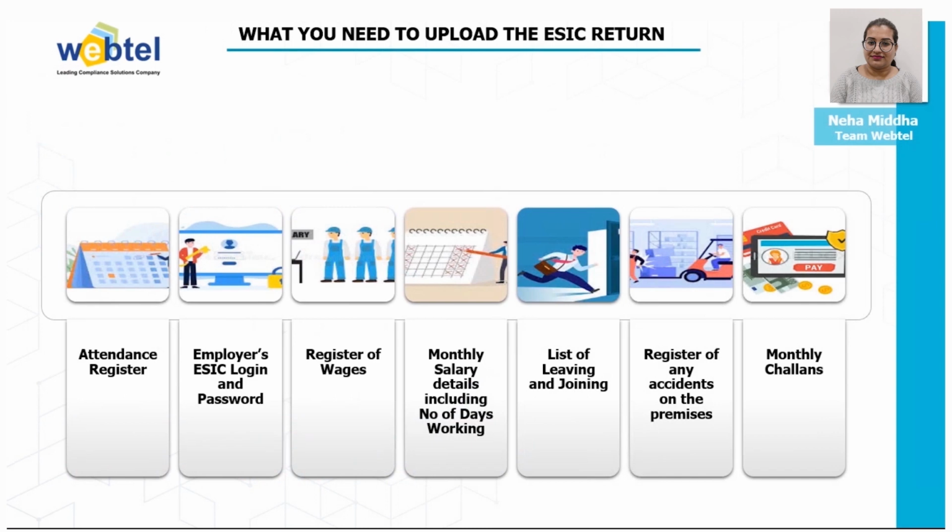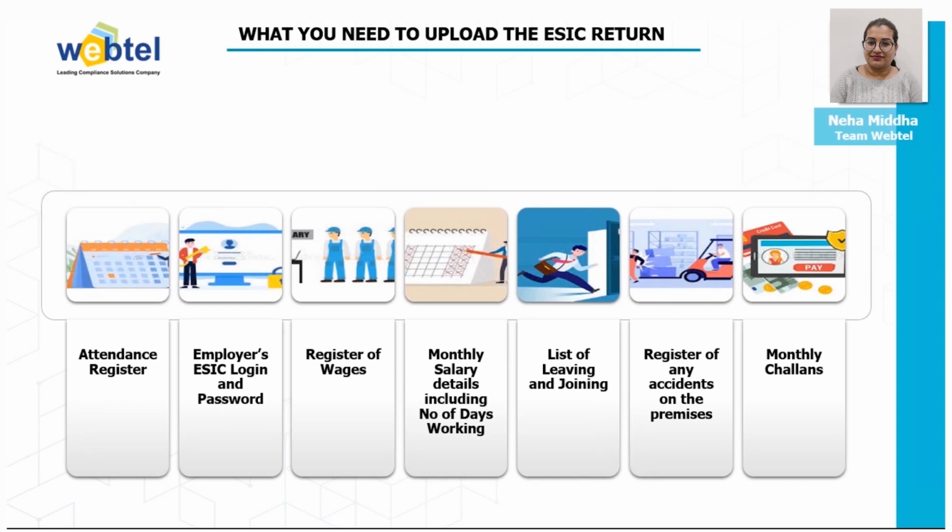The first thing we need is the attendance register, wherein you mention the details of paid days of any employee. Then there is the employer's ESIC login ID and password, because unless you have your user credentials, you won't be able to get access to the ESIC portal. Then there should be the register of wages, wherein you define the gross wages of the employee who is eligible for the ESIC. Then the monthly salary as per the paid days of the employees is going to be there.